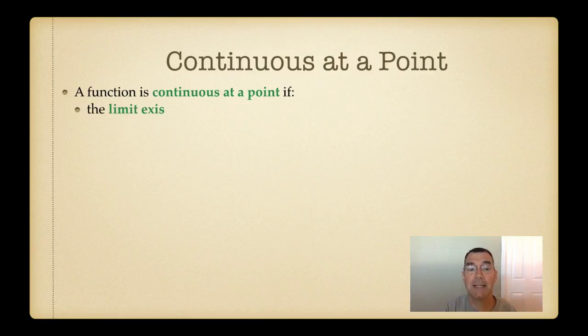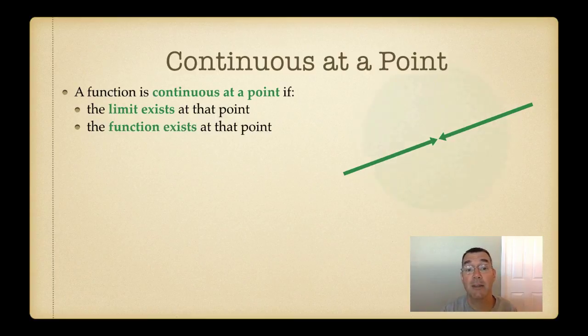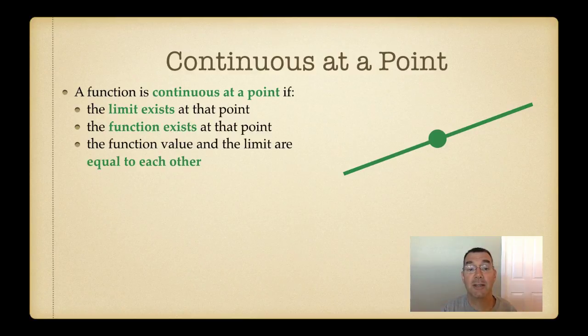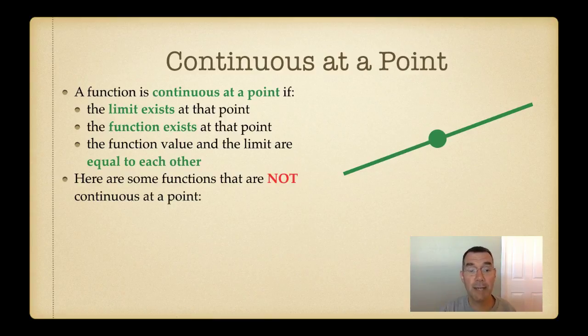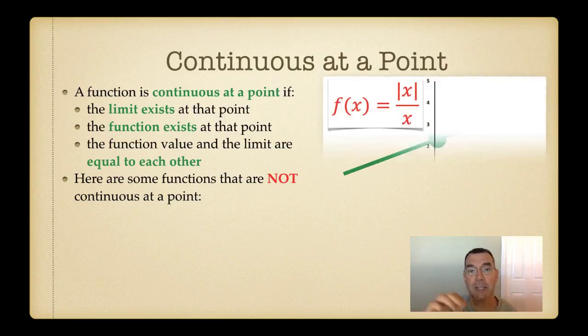A function is going to be continuous at a point if the limit exists at that point, meaning the y values are approaching the same y value. The function exists at that point, and the function and the limit are equal to each other. So there's three things that we need to show in order to show that a function is continuous at a single point.